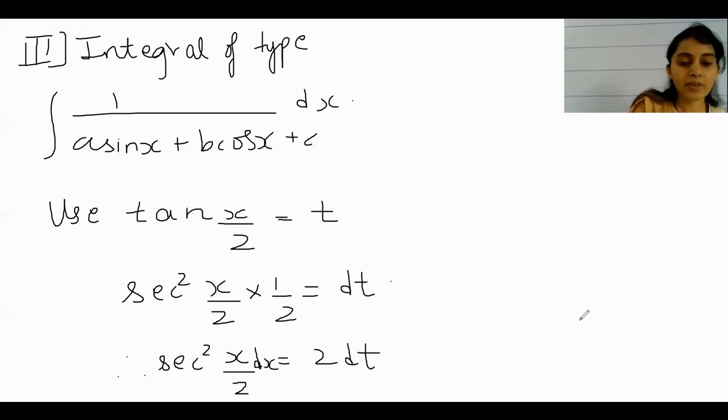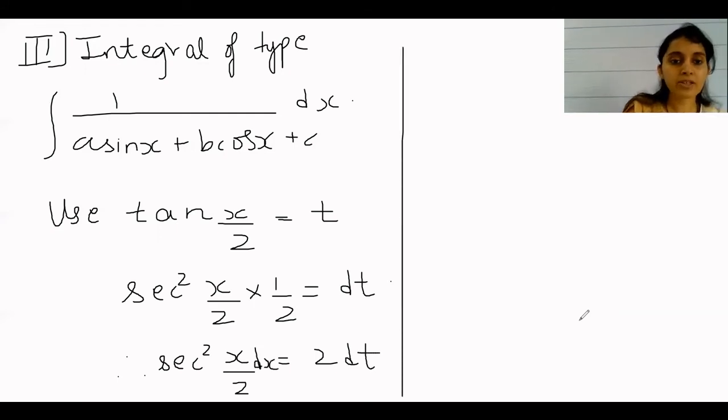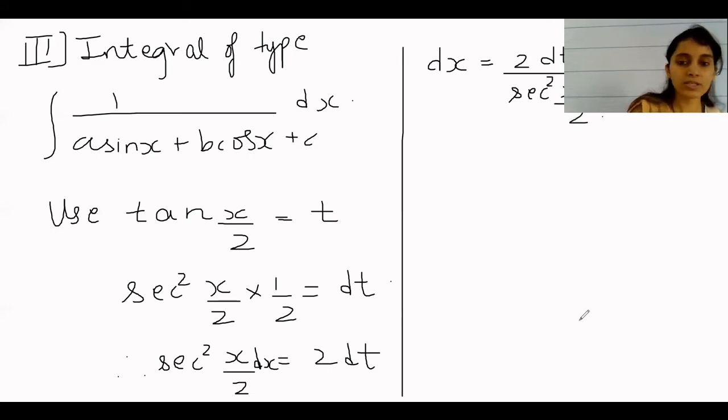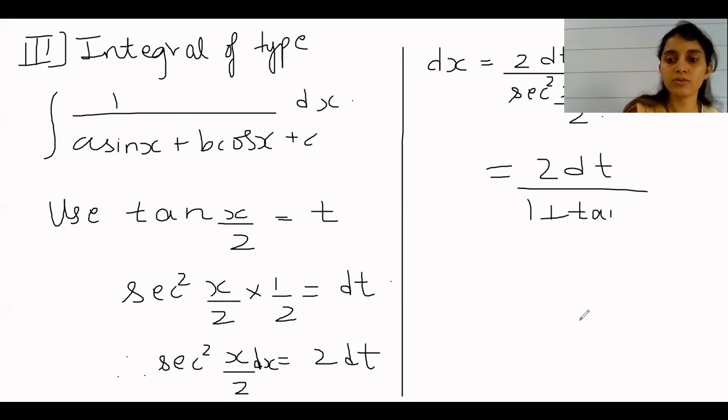Now, I am having the term sin x and cos x. So, sin x is equal to... Now here in this case dx has to be substituted first, so dx will be 2 dt upon sec square x by 2. Sec square x by 2 is 1 plus tan square x by 2, which is 1 plus t square, so dx is 2 dt upon 1 plus t square.